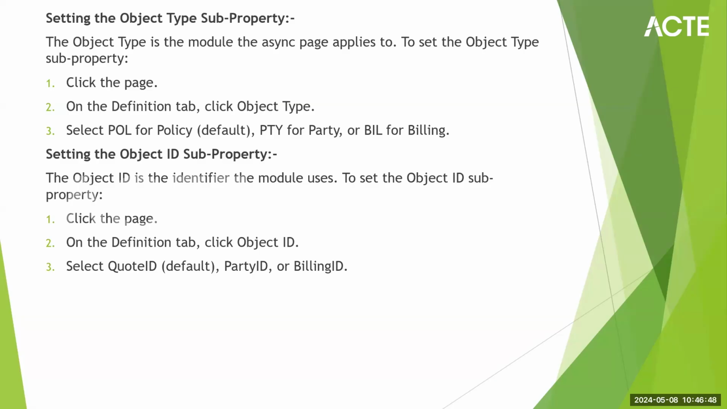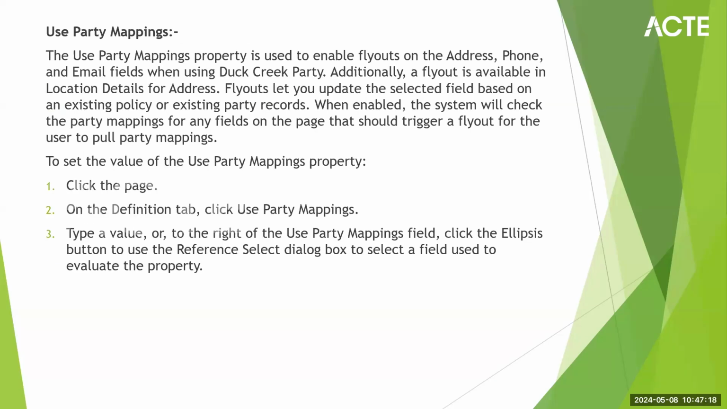Setting the object ID subproperty. Object ID is the identifier of the module users. To set the object ID for the particular module in the particular page, how do you set it? Click on the page, on the definition tab, click object ID and set default to policy ID or party ID or billing ID. Policy ID is set for policy, whereas party ID is for party and billing ID is for billing.